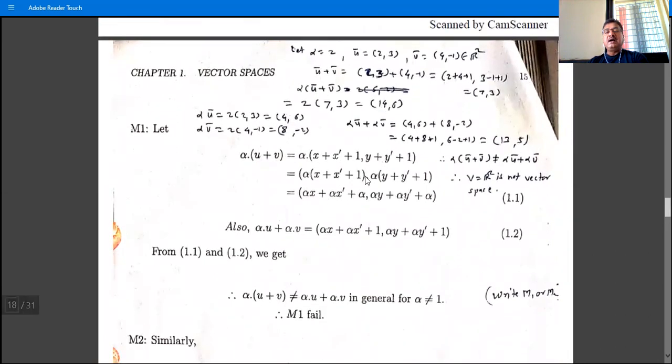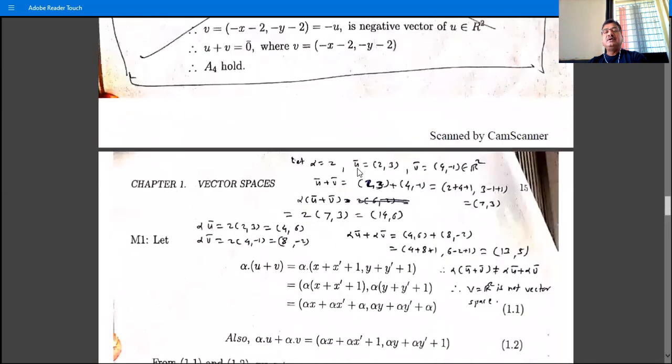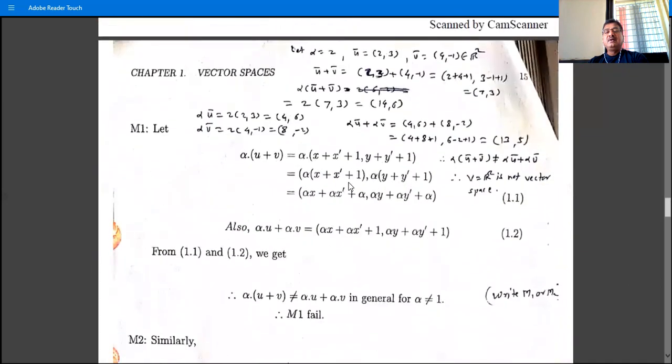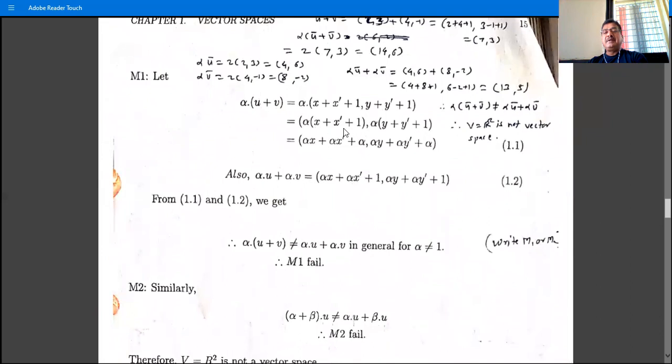And then alpha times this is what? Alpha multiplied to the first component, comma alpha into the second, and this is again by using the definition, alpha(x, y) is (alpha x, alpha y). Therefore, after multiplying alpha with the bracket, we have this. So this is the LHS, alpha(u bar plus v bar), or alpha(u plus v). And now what is the RHS? Alpha u plus alpha v.